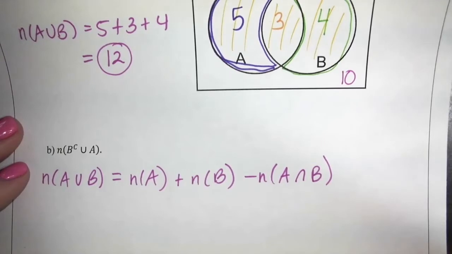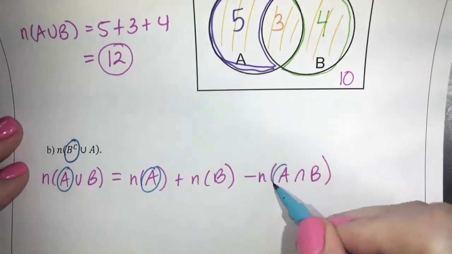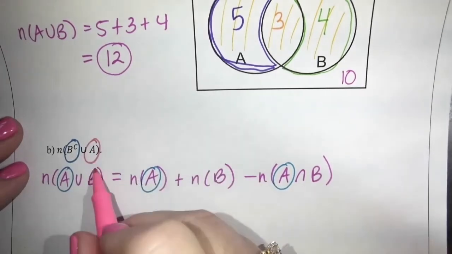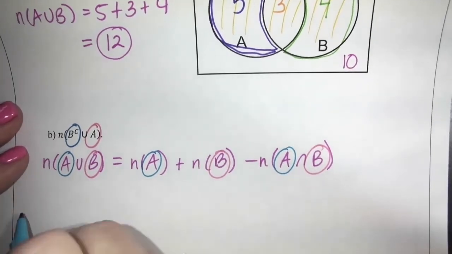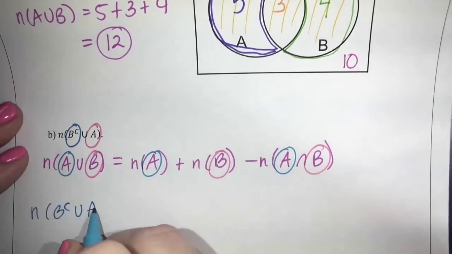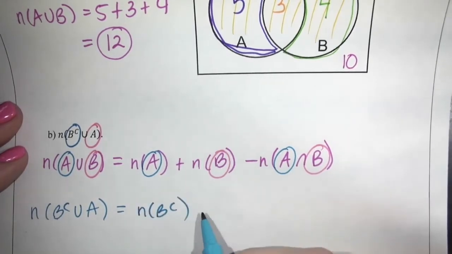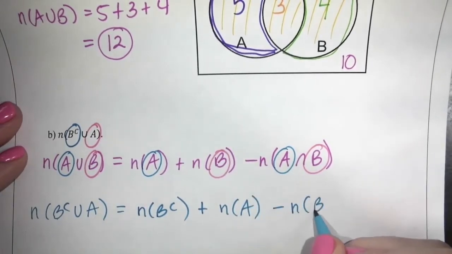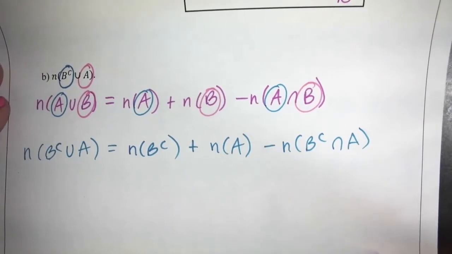And when we want to modify this formula, in this case, the first is B complement. So all of these A's have to turn into B complements. And then the second one in the diagram here in the question is an A. So all of these B's, the seconds, all have to become A's. So if we want number B complement union A, we take the number in the first, which is B complement, plus the number in the second, which is A, minus the number in the first and the second. And that would be our answer.